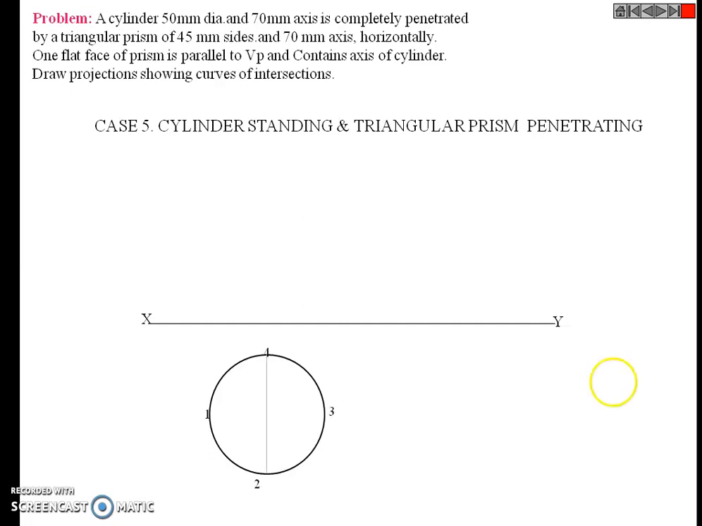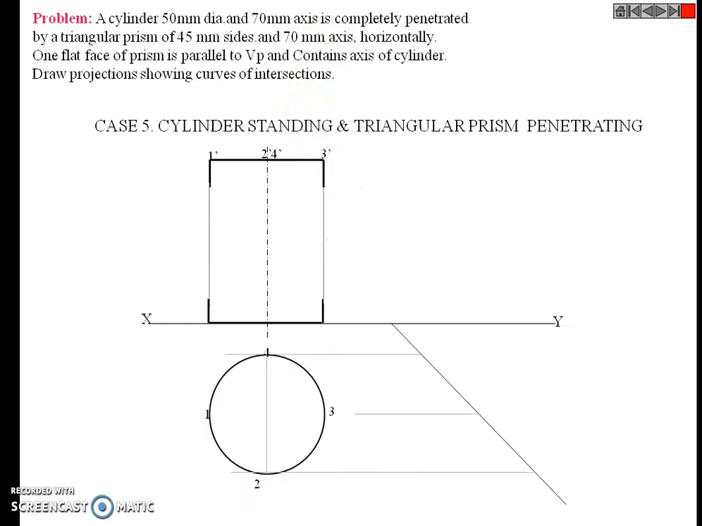Draw this center point 1, 2, 3, 4. Project it for front view. Give the naming 1 dash, 3 dash, 2 dash and 4 dash. Draw center line, draw 45 degree line. Take projection of this top view on 45 degree line. Draw side view. Now this is our usual procedure.